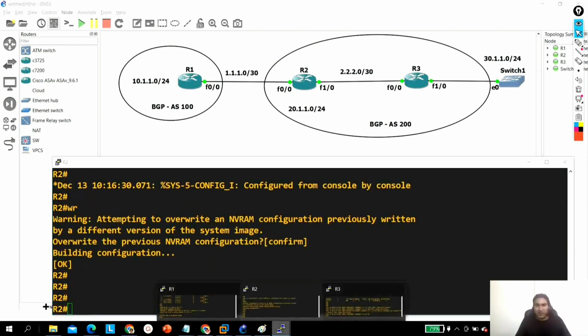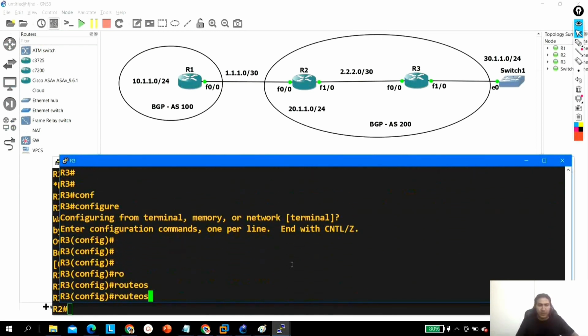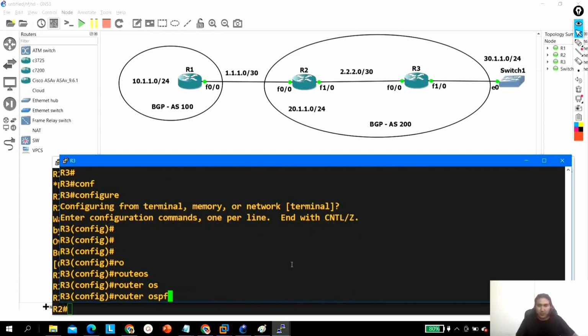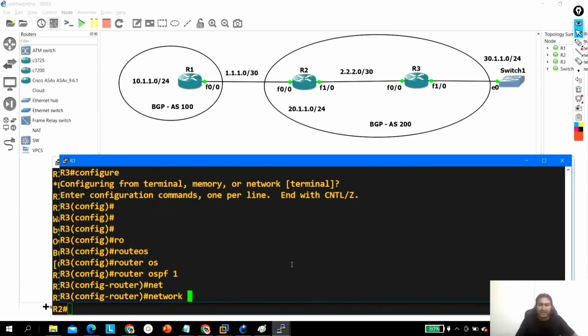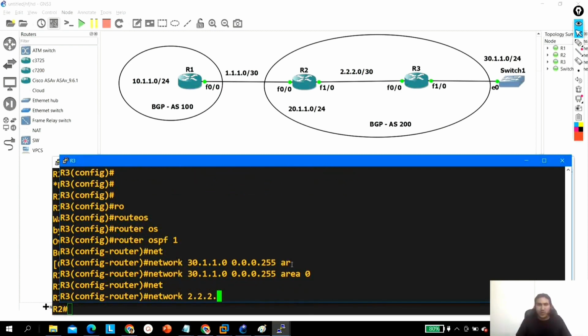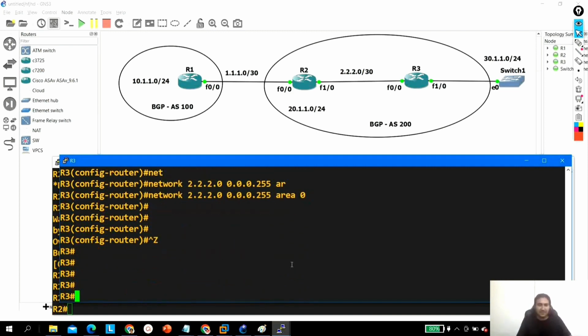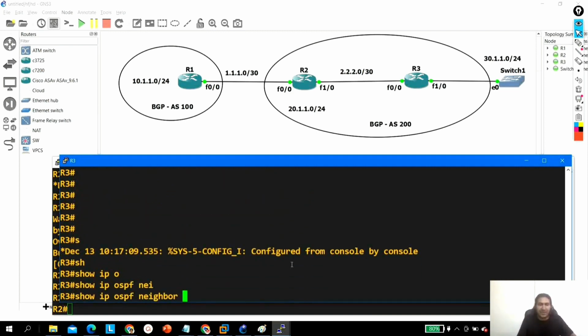And on router 3 also let me configure OSPF. Config T, router OSPF process ID 1, and network is 30.1.1.0, wildcard mask will be 0.0.0.255 and area 0. After that one more network which is 2.2.2.0, wildcard mask will be suppose this one, and area is 0, right? Exit. So IP OSPF neighbor.